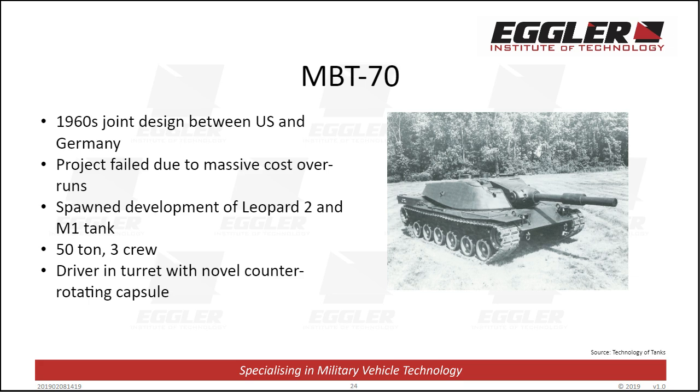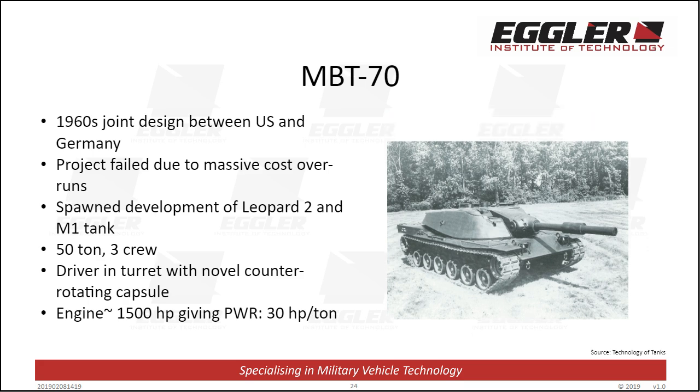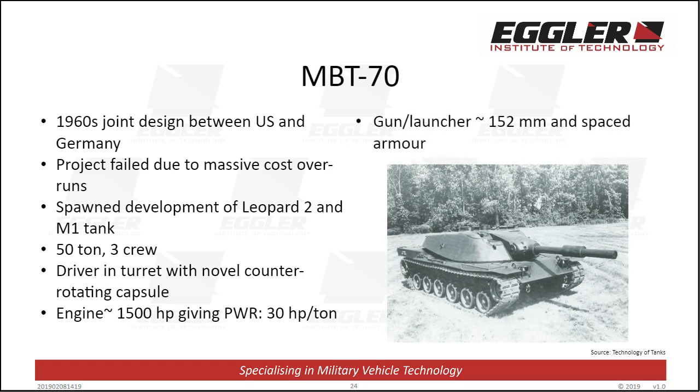The vehicle initially fitted a high-powered gas turbine engine, but this was swapped for a conventional 1500 HP diesel engine. This engine arrangement provided a very respectable power-to-weight ratio of 30 horsepower per ton. The vehicle also installed the XM150 gun launcher system, but this new weapon system was found to have serious technical problems associated with the use of caseless ammunition technology.